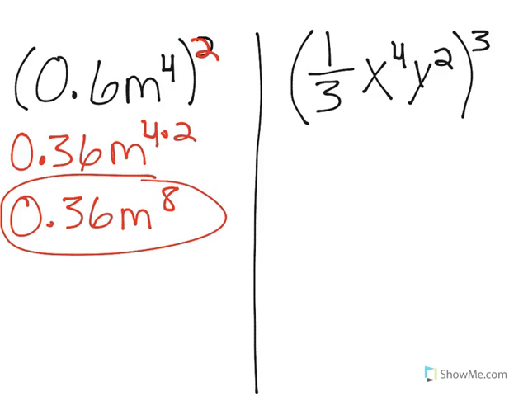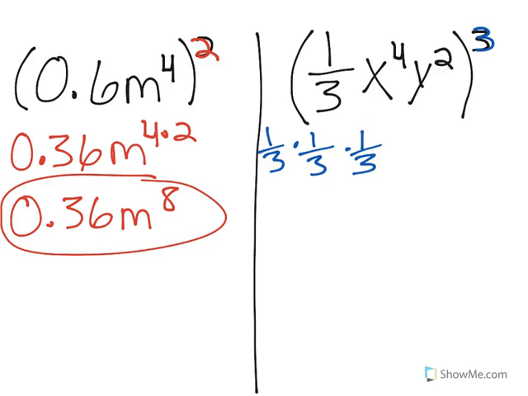Alright, now let's turn our attention to the example on the right. So let's start with the coefficient. We're raising everything to the 3rd power, it would seem. So 1/3 to the 3rd power, that means, I'm going to write that tiny real fast, that means 1/3 times 1/3 times 1/3. So this might help you visualize it.